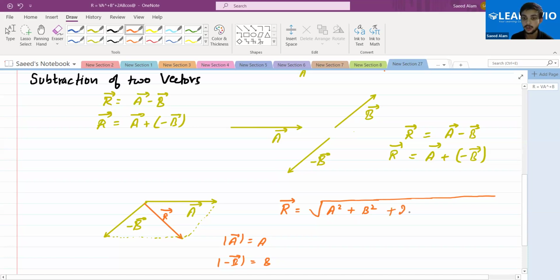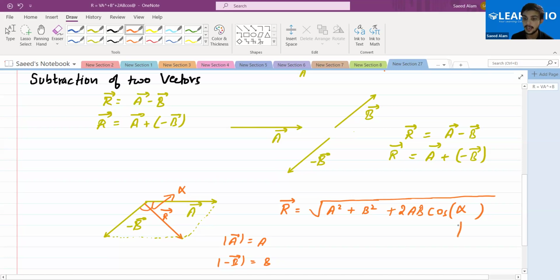What should I write next? 2ab and cos of. Now this is something I need to think about: what should I place inside it? Tell me, should I place this angle, which I don't know yet, but it should be at that angle? Yes or no? That is alpha somewhat. I can say it as alpha. Yes or no?